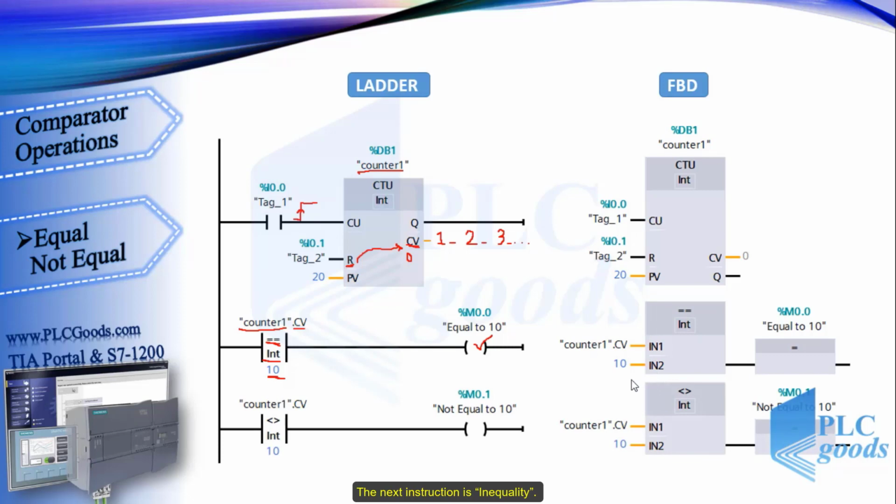The next instruction is inequality. For this one, when the counter value is equal to 10, the output will be off. Otherwise, the output will be on. Note that for the equality and inequality instructions, we can exchange their inputs. Their order is not important, which input we use for the counter value or the number 10.